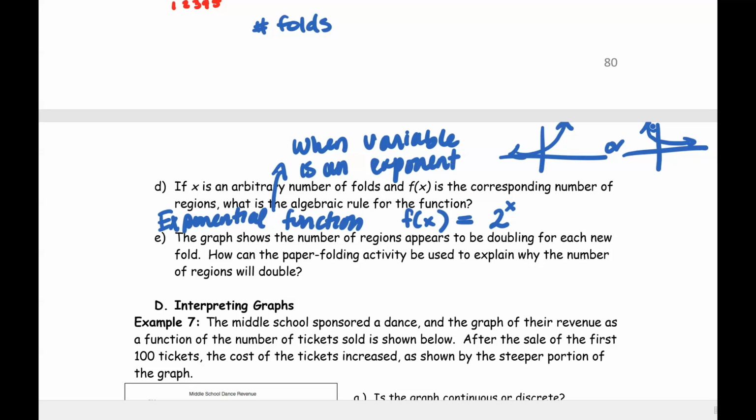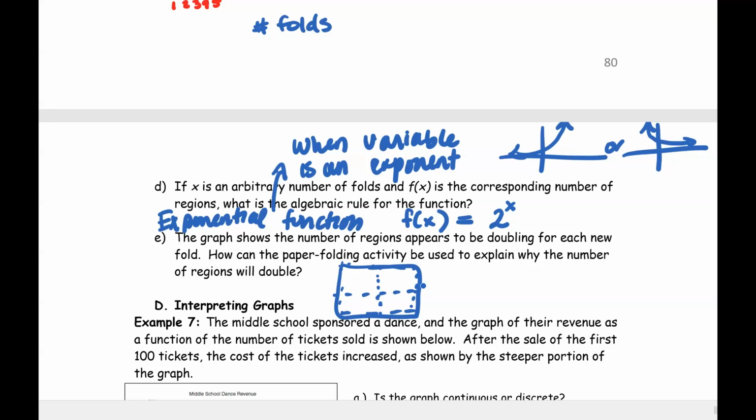And then part E, the graph shows the number of regions appear to be doubling for each new fold. How can the paper folding activity be used to explain why the number of regions will double? Well, if you think about it, every time you fold the paper, it folds all of the existing regions in half, basically creating twice as many regions. So if you have, for instance, actually I don't need to use dashes, I can just draw a rectangle. Let's say you have 4 regions, for example.